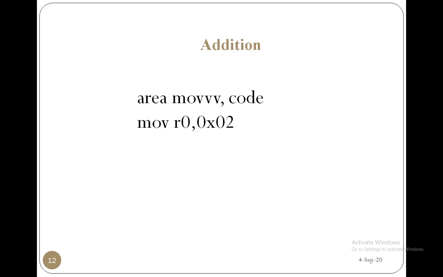Again I am moving another data into another register to add two numbers, right? So I am taking another number 3 and I am moving that 3 into the r1 register by using MOV r1, 0x03. Here 0x indicates the hexadecimal value. So now what I have completed is we have transferred 2 to the r0 register and also we have transferred 3 to the r1 register. Now we have to add these two.